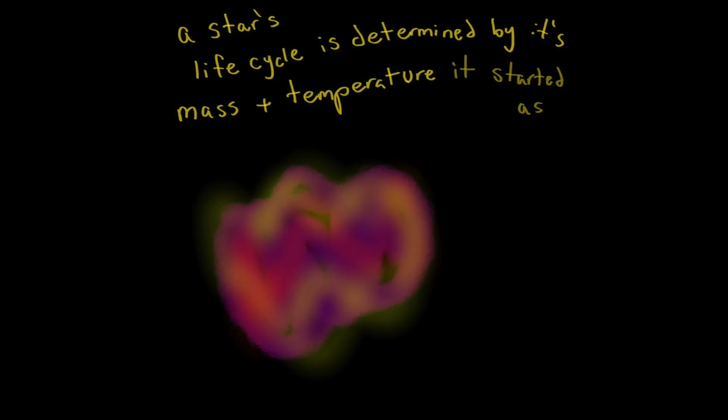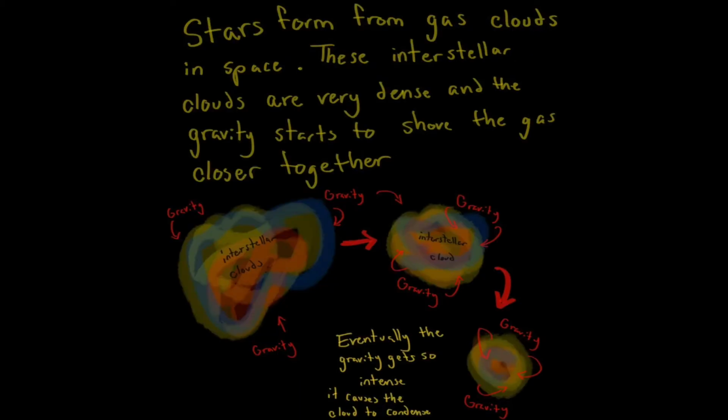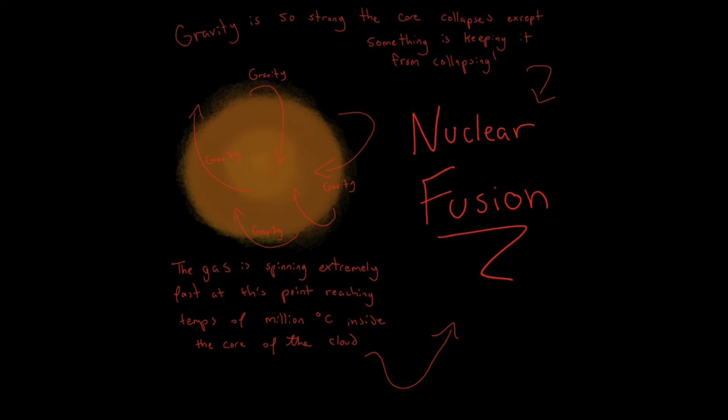A star's life cycle is determined by the mass and temperature it started with. Stars form from gas clouds in space. These interstellar clouds are very dense and the gravity starts to shove the gas closer together. Eventually, the gravity gets so intense it causes the cloud to condense. Gravity is so strong the core collapses, except something is keeping it from collapsing.